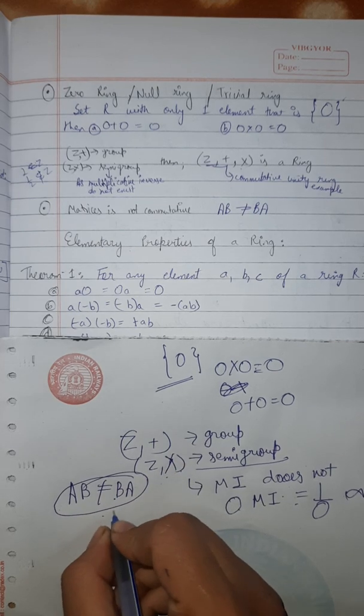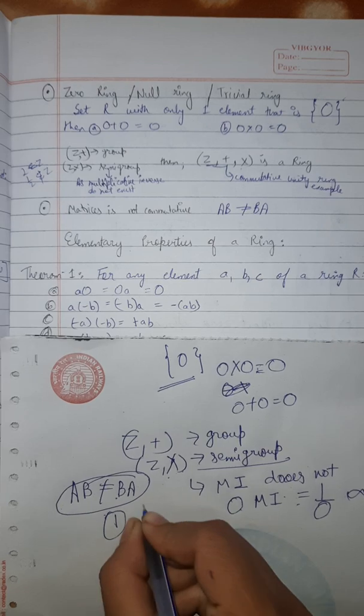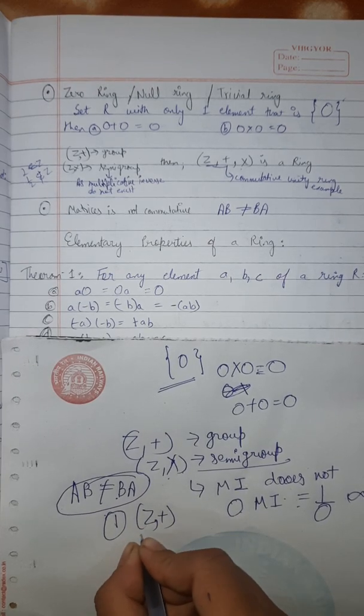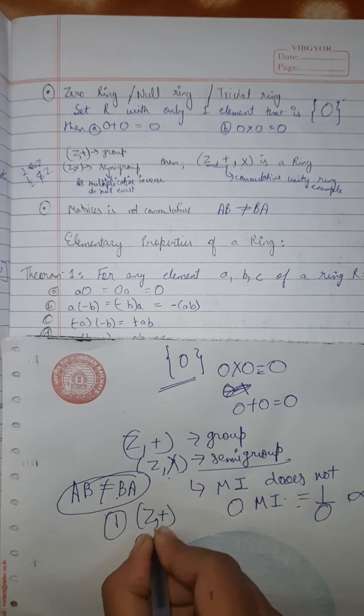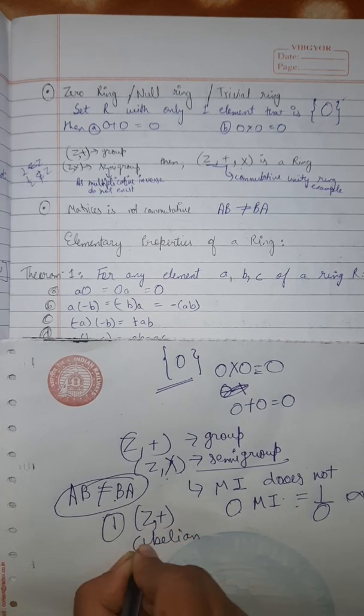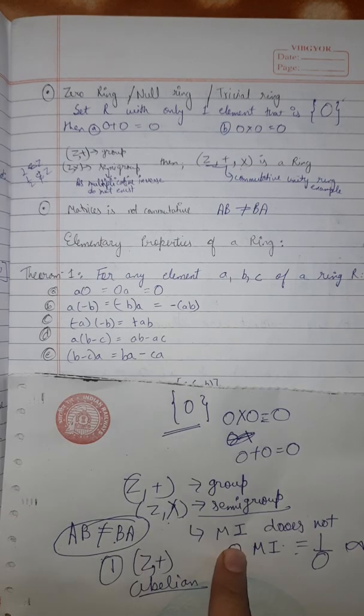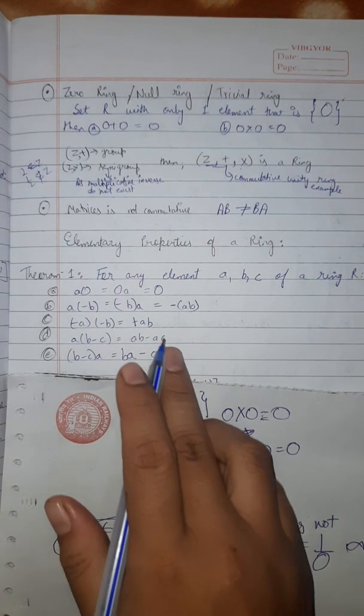Reason being, the first condition is that for Z with the plus operation, it must hold the property of an abelian group. And in an abelian group, it is very important to be commutative. These are some elementary properties of a ring.